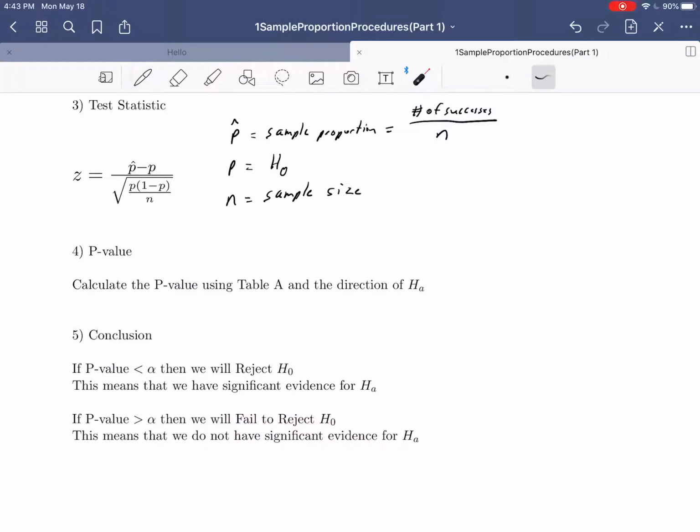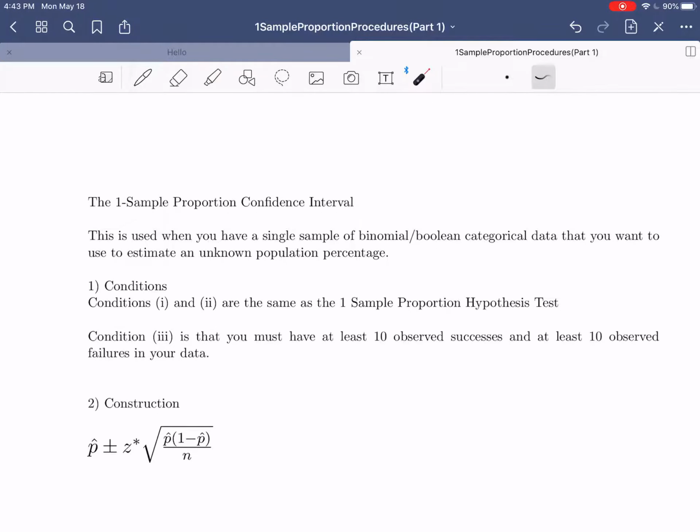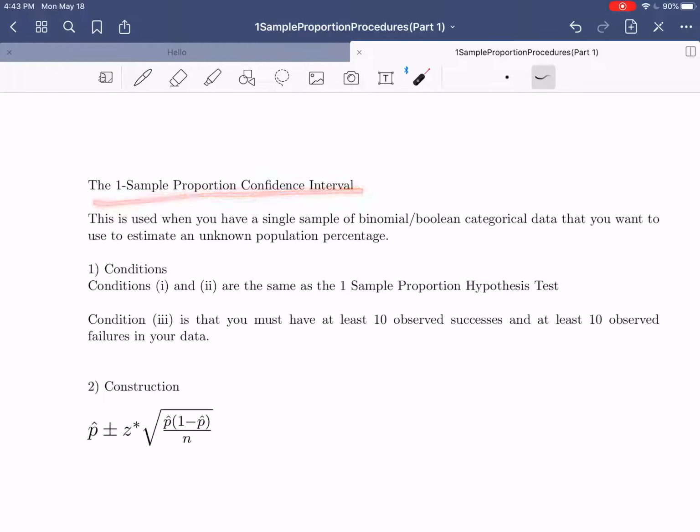All right, let's go ahead and talk about the corresponding confidence interval for this type of data. So this is the one sample proportion confidence interval, the related procedure. This is again used when you have a single sample of binomial or Boolean categorical data that you want to use to estimate an unknown population percentage. So again, as always, the hypothesis test is there to help you identify if the data you have is evidence for some sort of claim, whereas the confidence interval is really there to help you build an estimate.